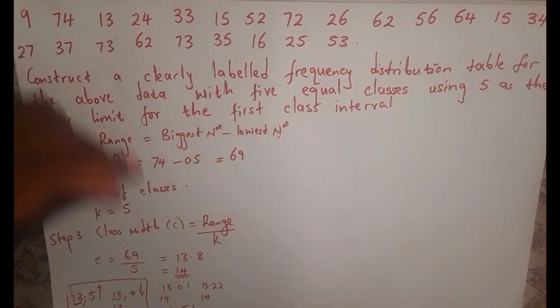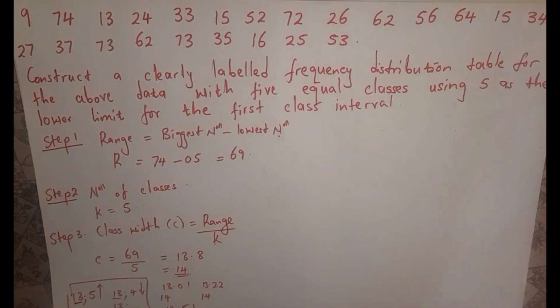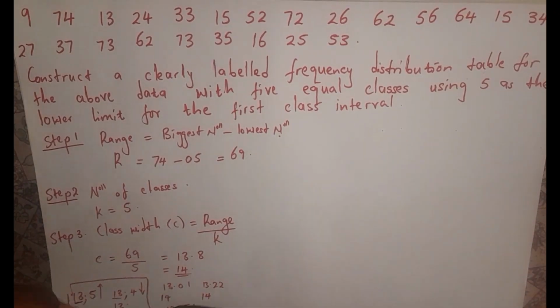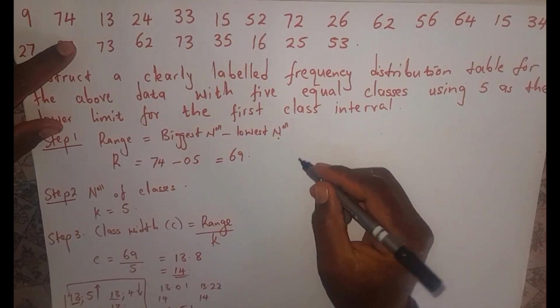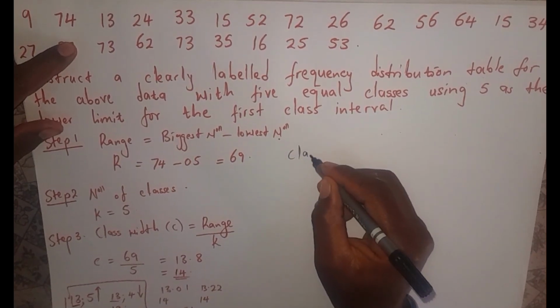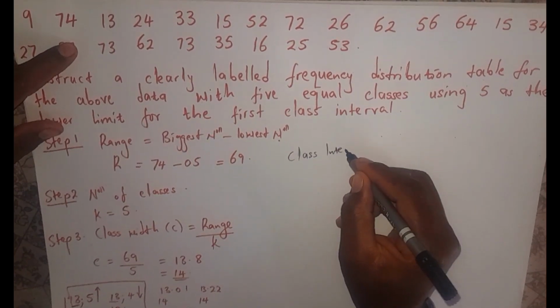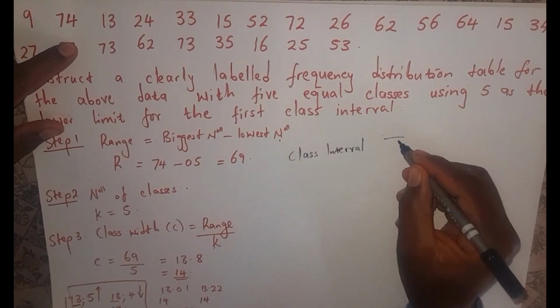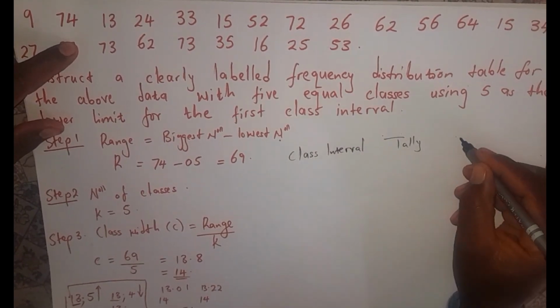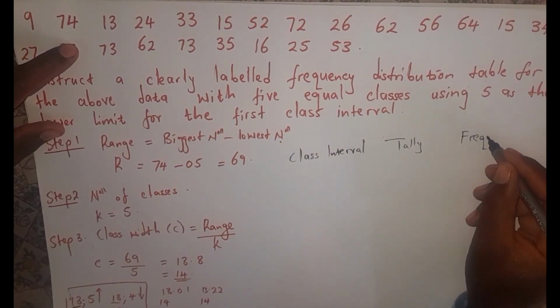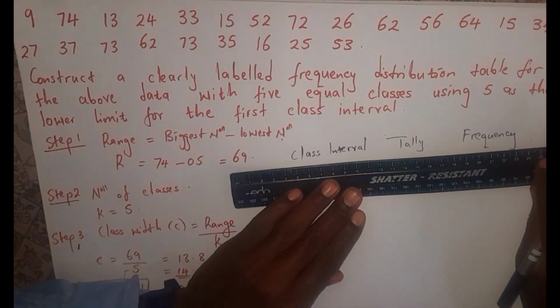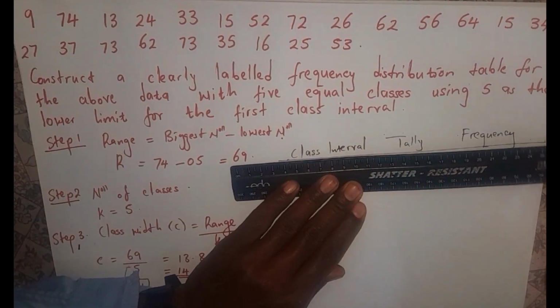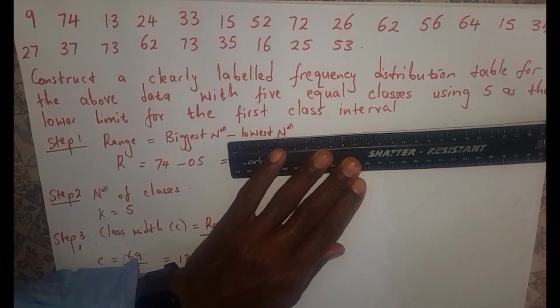Now the next step is drawing the frequency distribution table, which contains 3 columns: the class interval column, the tally column, and the frequency column. So we are only having these for our frequency table.